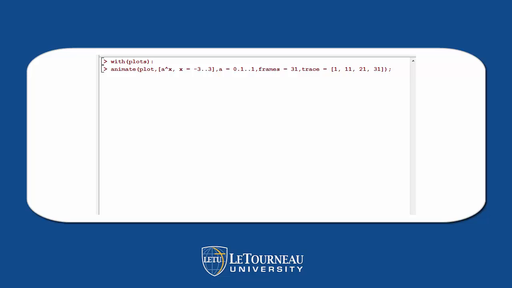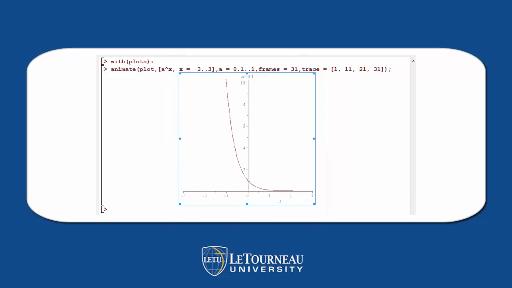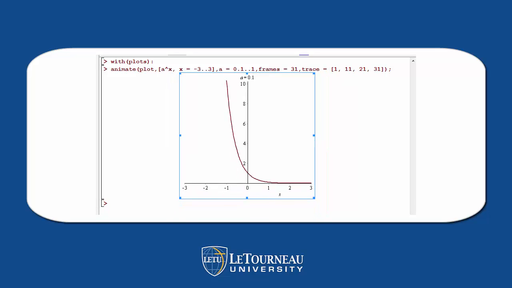Now, let's notice what happens with various things. We're going to animate some plots. Here we're going to start with a to the x, where a is between 0.1 and 1. A has to be greater than 0, but it can take on a lot of different values. So please watch how this grows as a moves from 0.1 to 1. Notice when we get to 1, we have a horizontal line.